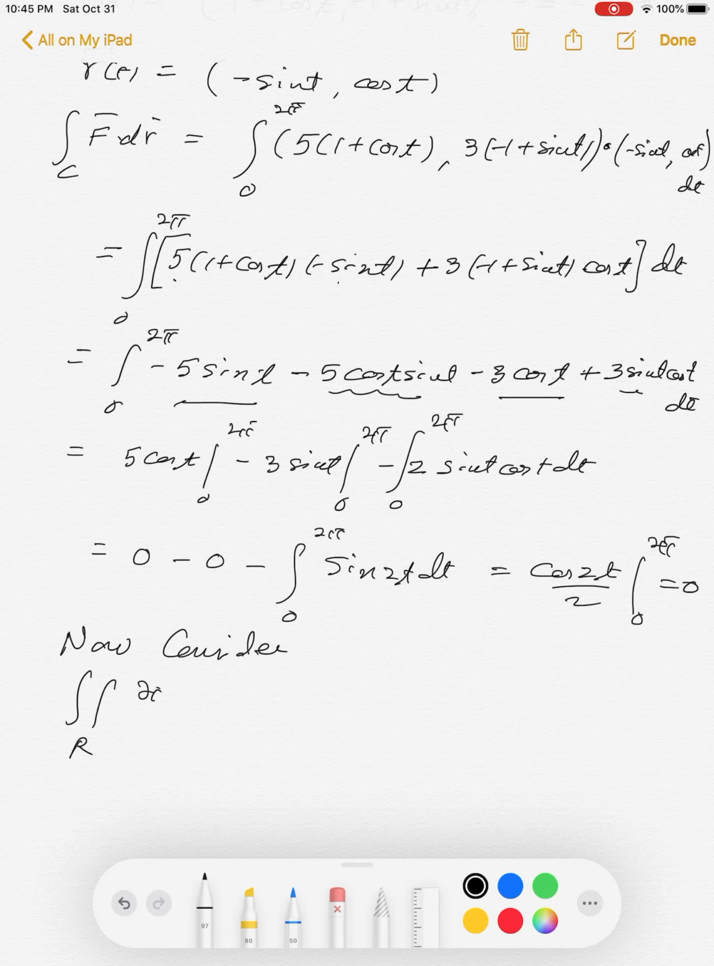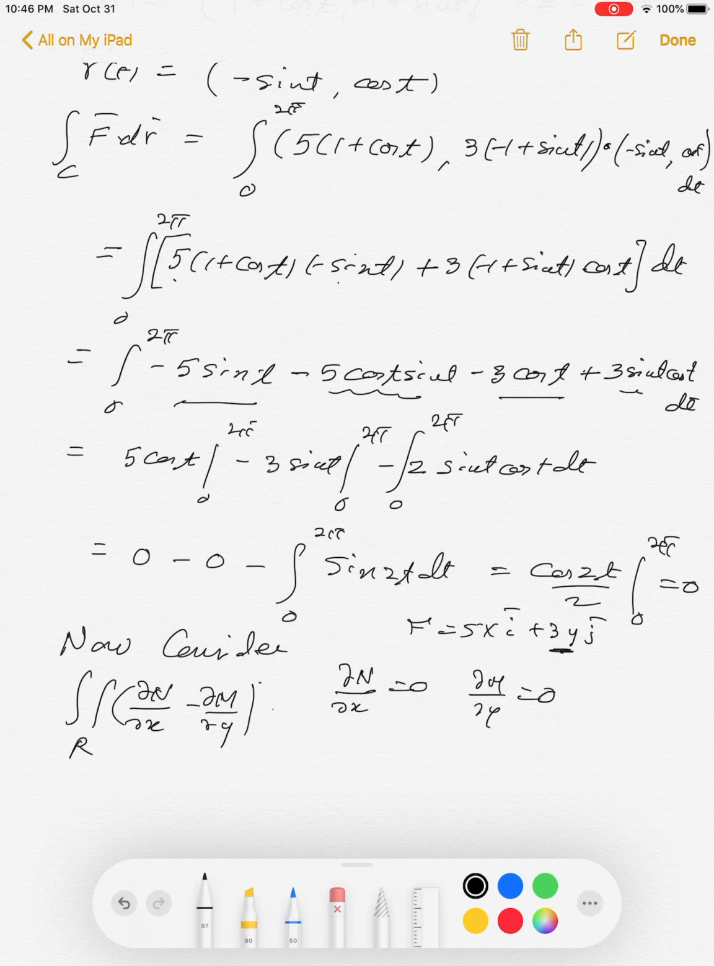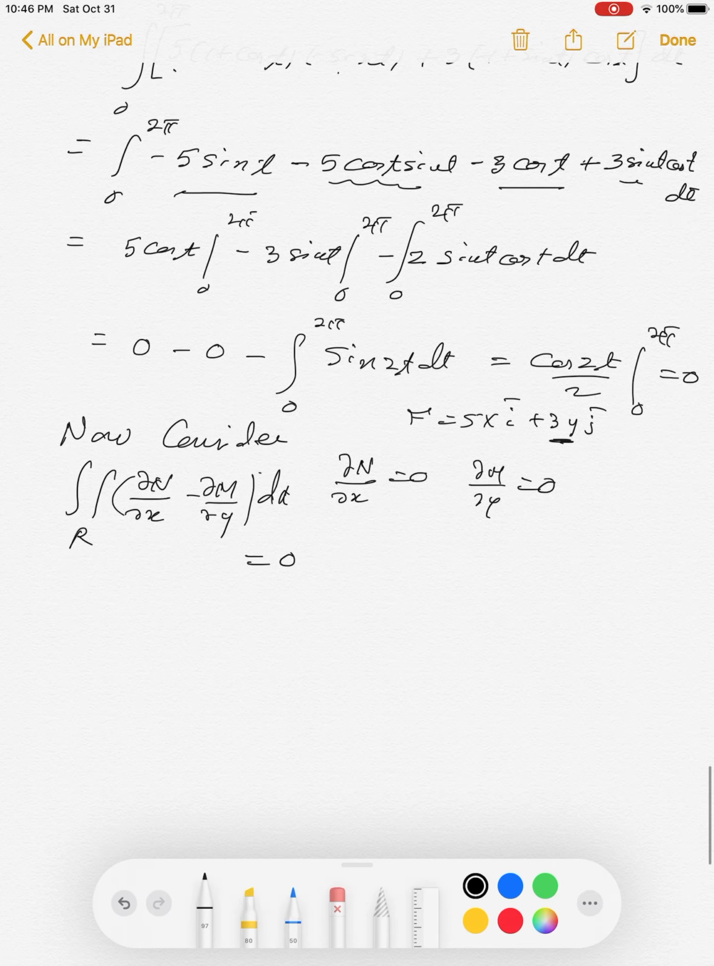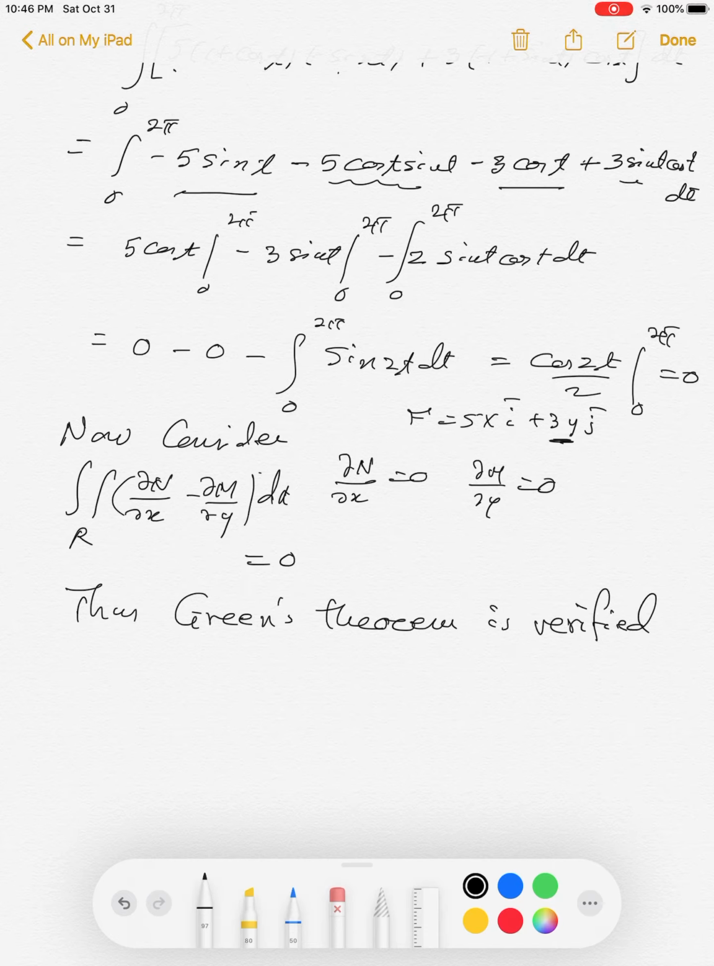Now consider the integral over R of dN/dx minus dM/dy. What was our function? You see that dN/dx is 0 because f bar was 5x i bar plus 3y j bar, right? So N is 3y, so dN/dx is 0, and dM/dy is also 0. So this will be 0. So thus, Green's theorem is verified.